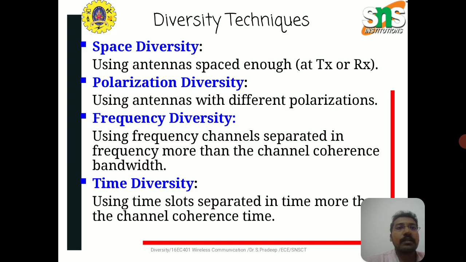Diversity techniques. Space diversity uses antennas spaced far enough apart at the transmitter or receiver side. Polarization diversity uses antennas with different polarizations. Frequency diversity uses frequency channels separated in frequency by more than the channel coherence bandwidth. Time diversity uses time slots separated in time by more than the channel coherence time.